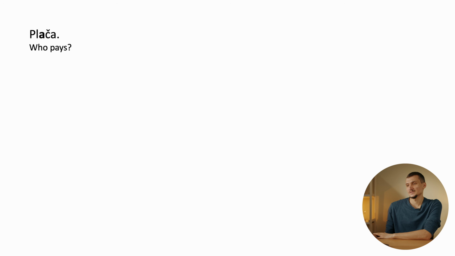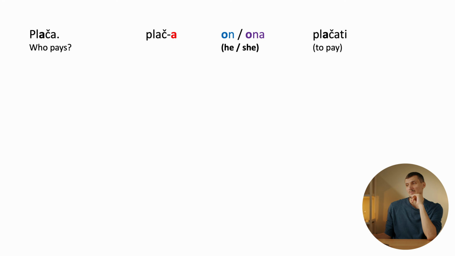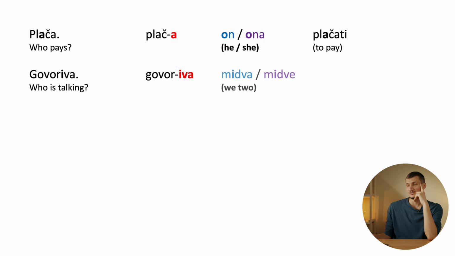Plaća, who pays? It's either plaća and a zero ending, or you can think of it as a final a. And in that case, it's on, ona, plaćati, to pay. Govoriva. Who is talking? Va is we two. The final vowel can make it iva, if that's easier to remember. The we two, of course.